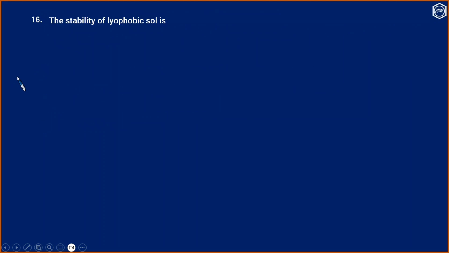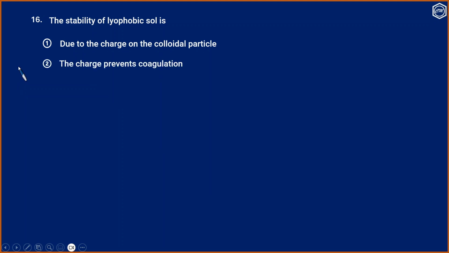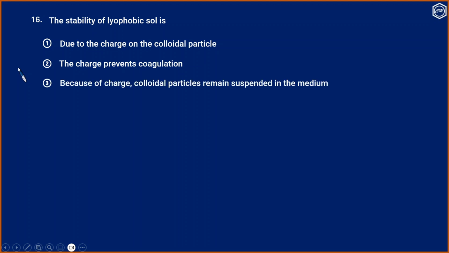Question number 16. The stability of a lyophobic sol is: 1, due to the charge on the colloidal particle; 2, the charge prevents coagulation; 3, because of the charge, the colloidal particle remains suspended in the medium; and 4, all the above. The stability of a lyophobic sol is due to all these three factors. Therefore, the correct answer is option 4.